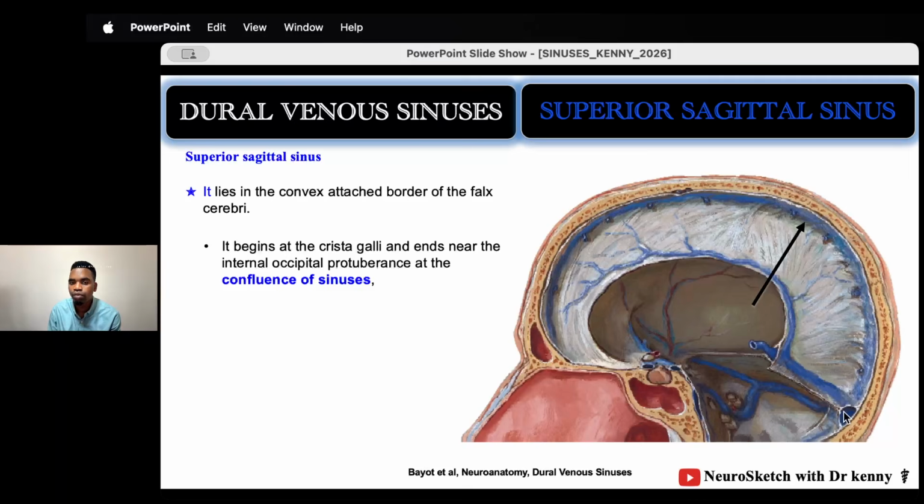internal occipital protuberance. If you guys remember, we said also the falx cerebri is attaching anteriorly from the crista galli, and posteriorly is running to the internal occipital protuberance, its point of attachment. Now, the superior sagittal sinus also travels almost the same distance to drain blood. So it drains the blood into the confluence of sinuses, which is located posteriorly.